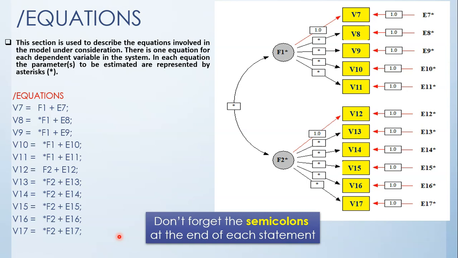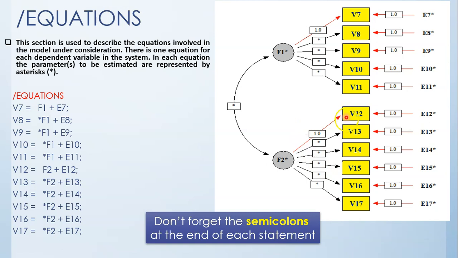With respect to the equations keyword, I have provided you with this two-factor CFA model. Note that because we have 11 observed variables in this model, there are 11 equations under the equations keyword. We also have regression coefficients that are fixed to ones, and also regression coefficients that are free parameters to be estimated as indicated by these asterisks.